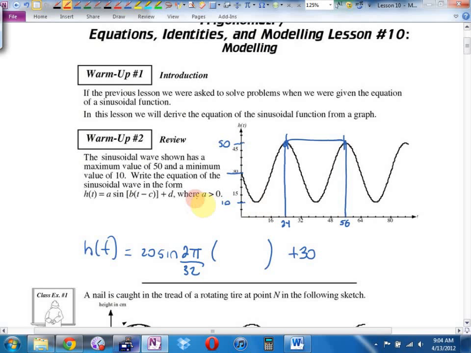They said they want A to be positive. The first place I'm in the middle and going up is right there. I want a phase shift of t minus 16 to the right.